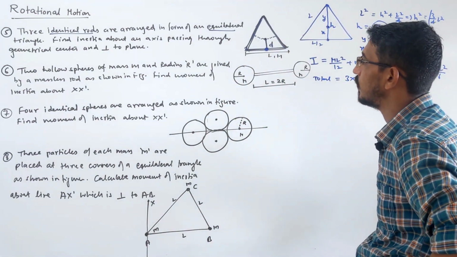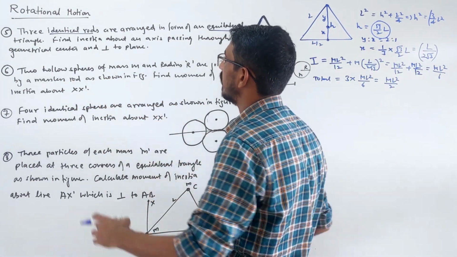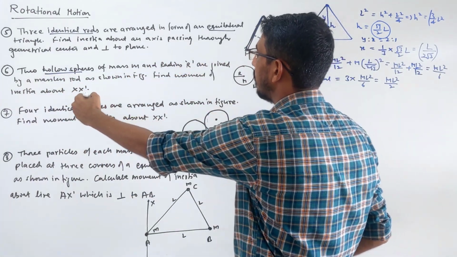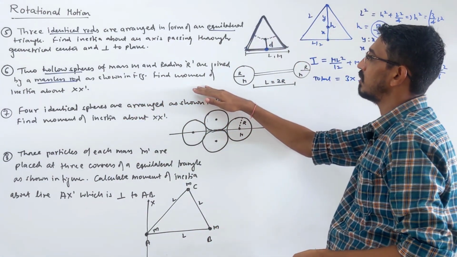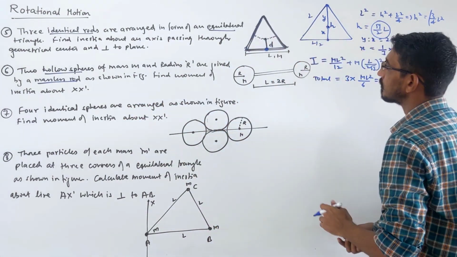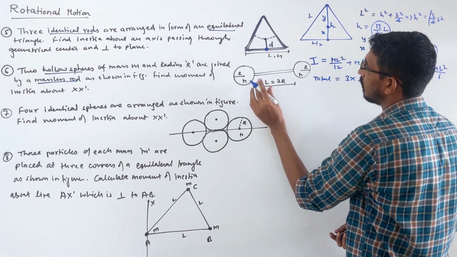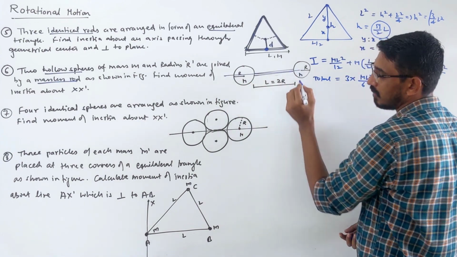Okay, so let's move on to the next question. Two hollow spheres of mass m and radius r are joined by a massless rod, as shown in the figure. Find the moment of inertia about the x-axis. So two hollow spheres are joined by a thin rod of length 2r, and they are asking inertia about what?